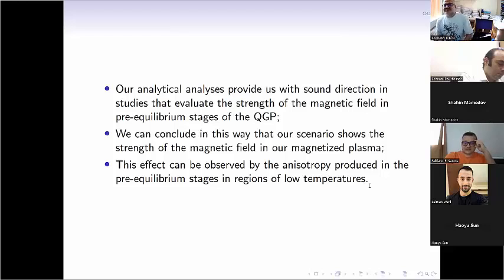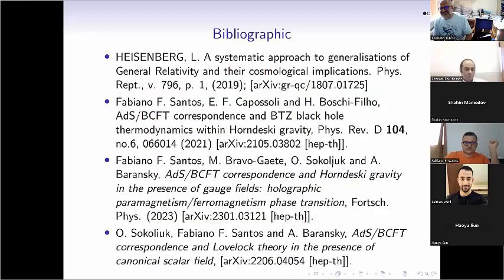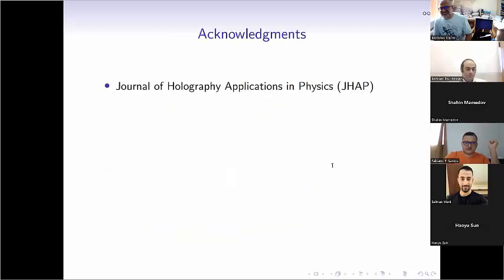At low temperature, we have a stronger contribution of the Horndeski parameters, and this changes when we increase the parameters. Okay, this is the reference.